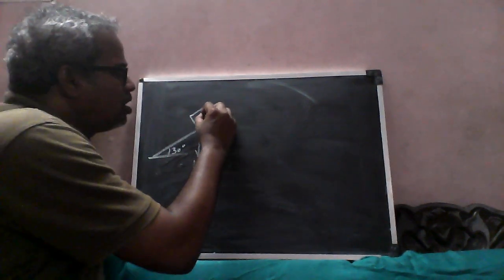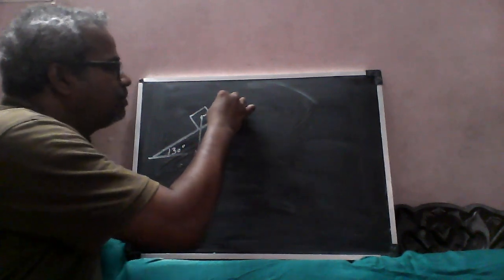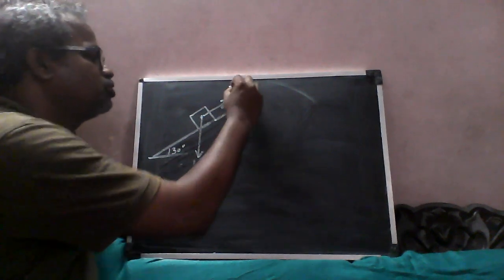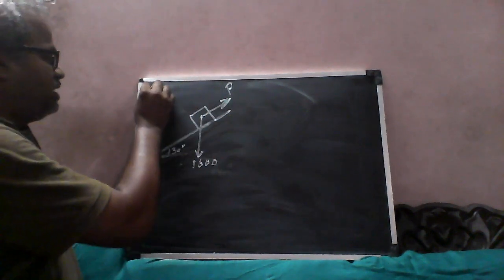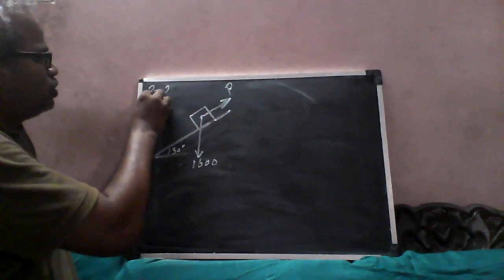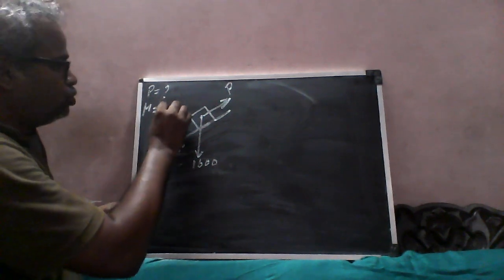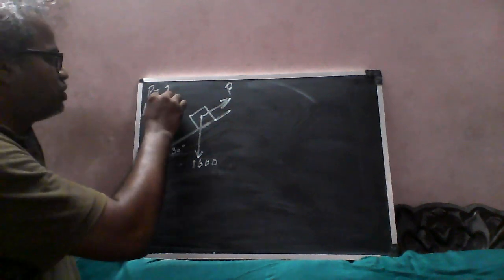And the block is pulled parallel to the surface with a force P. What is this force P, if mu is equal to 0.2? So that is the question.